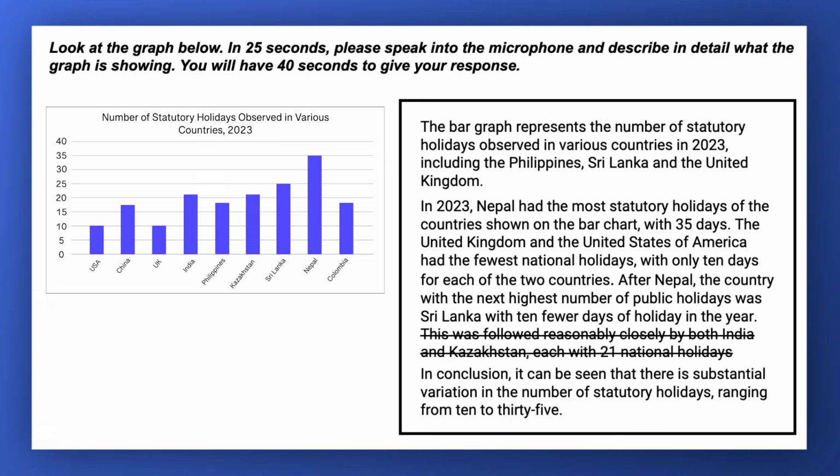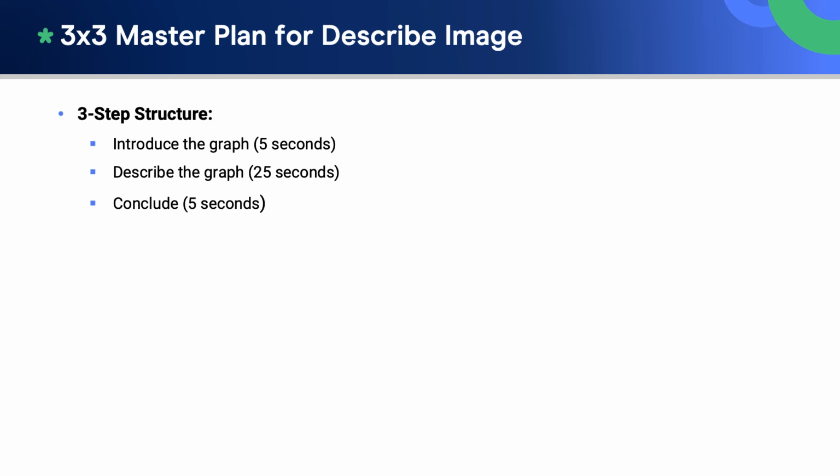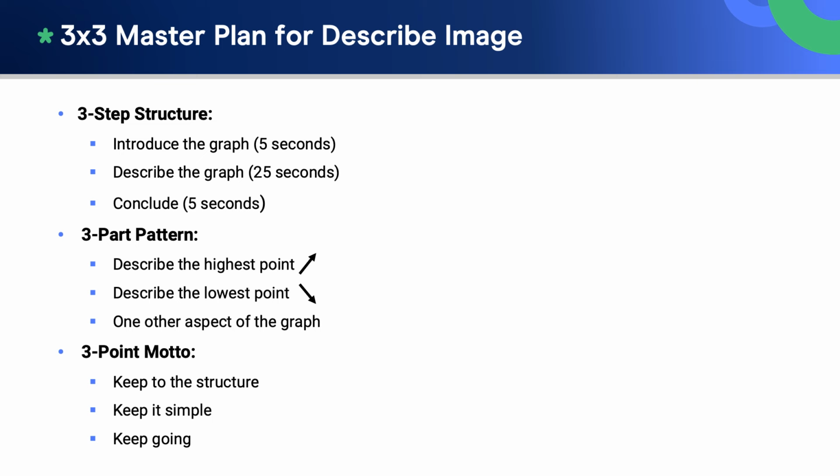Well, there we have it. We've worked through a describe image bar graph task. Here's the method one more time. First, the three-step structure, then the three-part pattern, and finally, the three-point motto.